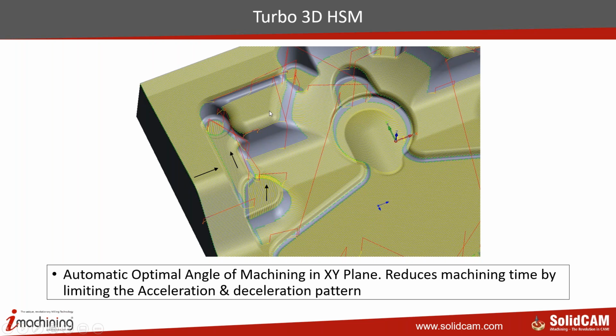And this is basically done to limit the acceleration and deceleration patterns on the machine. Sometimes going 0 or 90 degrees can actually hurt your acceleration and deceleration. It can come into play very strongly, but by changing the angle slightly, you could limit that influence. So this is one of the most important highlights of linear machining inside SolidCAM's Turbo 3D HSM.